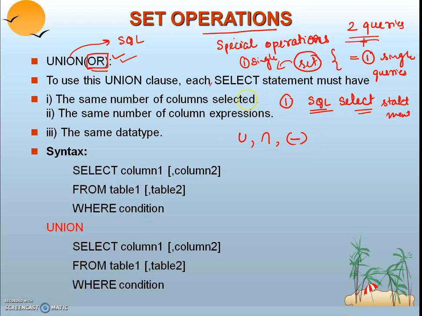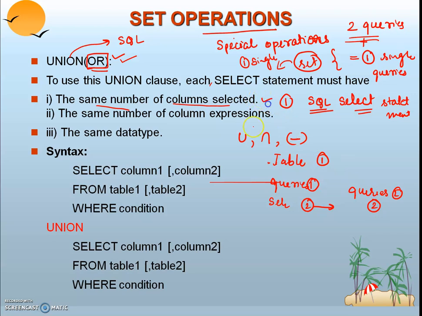What is the first condition? They should have the same number of columns selected. That means if I am writing my query for table 1, and just now I said the operators are used for one or more queries, so if I am writing query number 1 and selecting two attributes, then my query 2 should also be selecting two attributes. This is what the first condition says.